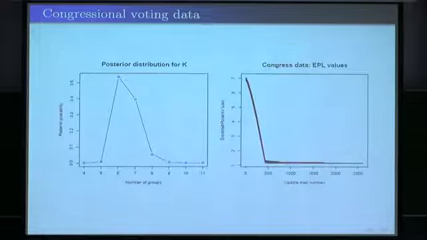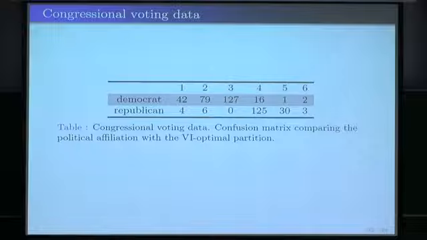Okay, so this is the posterior distribution for K, the number of groups in the clustering of the congressmen. It has its mode at 6, and the VI action also had the same number, 6 groups. Again, the EPL values, the expected posterior loss over time, decrease reasonably quickly. The confusion matrix in this case seemed to separate out the Democrats and the Republicans very well, into groups 1, 2, and 3, and 4, 5, and 6, respectively.